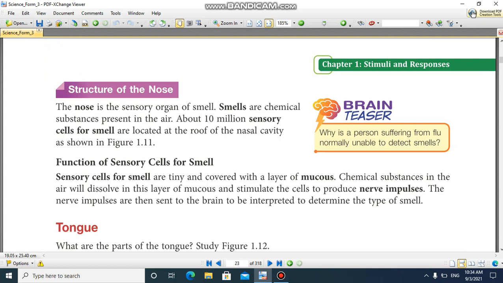Function of sensory cells for smell. Sensory cells for smell are tiny and covered with a layer of mucus. Chemical substances in the air will dissolve in this layer of mucus and stimulate the cells to produce nerve impulses. The nerve impulses are then sent to the brain to be interpreted to determine the type of smell.